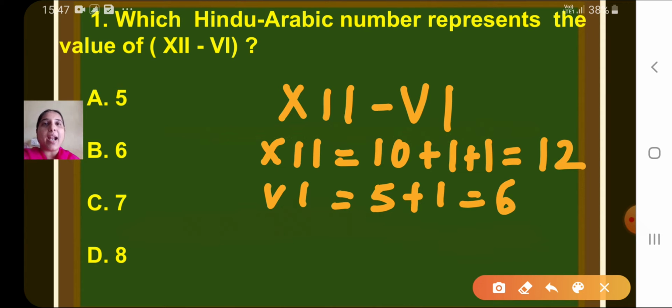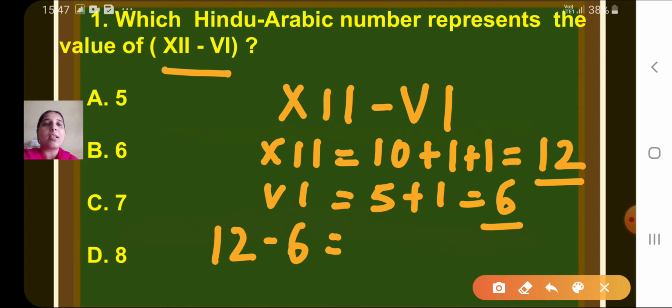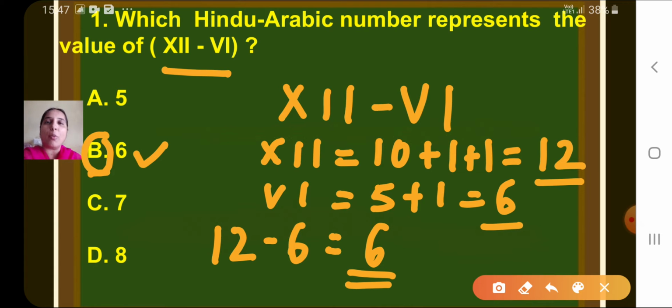Now, you have to subtract. There you can see XII minus VI. The value of XII here we found is 12, whereas the value of VI is 6. So, 12 minus 6, what will we get? 6 only. So, which is the correct option? Can you see the correct option, whether A, B, C or D? Yes, option number B is the correct option. So, you will click on that correct option.